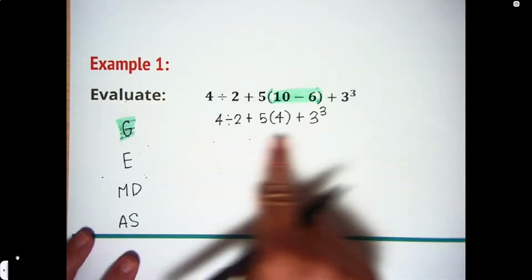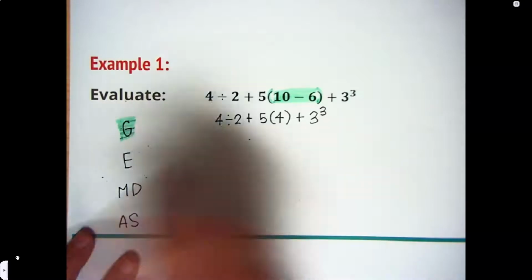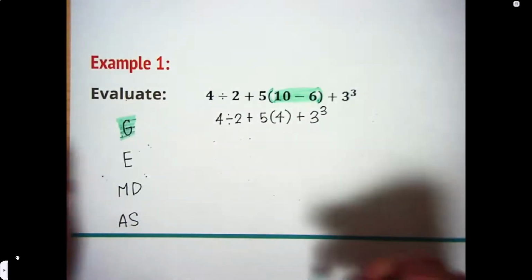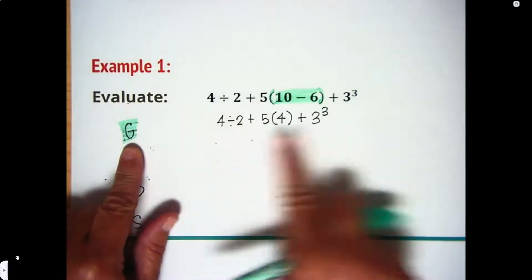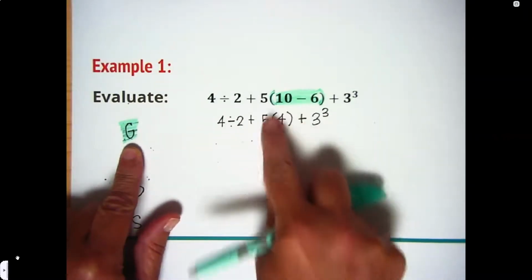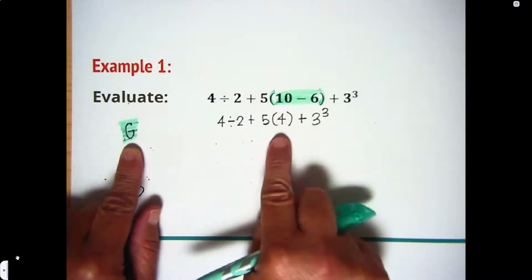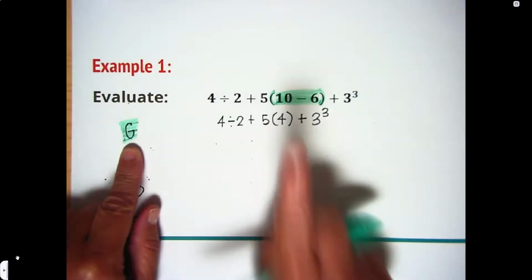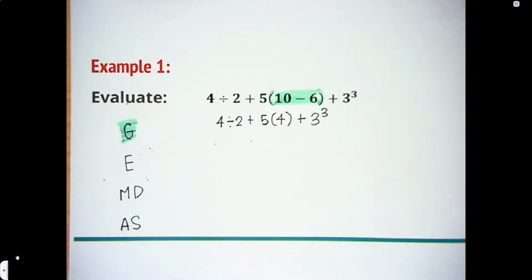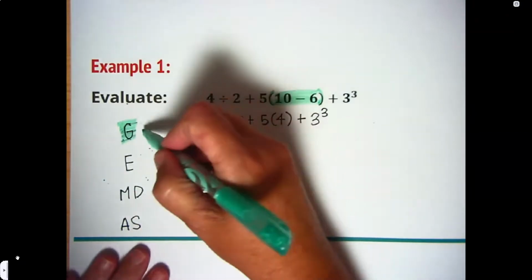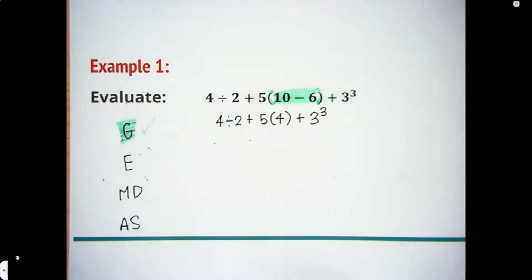So now look at my problem. Here's what I have now. Before I move on to the next step, I'm going to check this line and see if there are any grouping symbols in it. And I still have my parentheses hanging around, but those parentheses are no longer grouping symbols, because there's nothing inside of them that I need to do. It's one number. They're just holding that 4 for me. So they are no longer considered grouping symbols. All right, so I'm going to check that off.